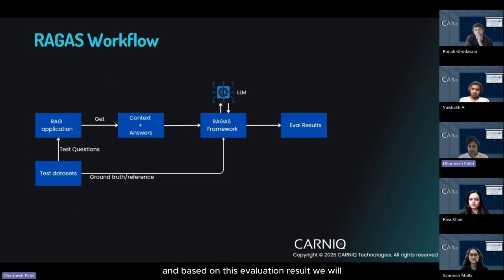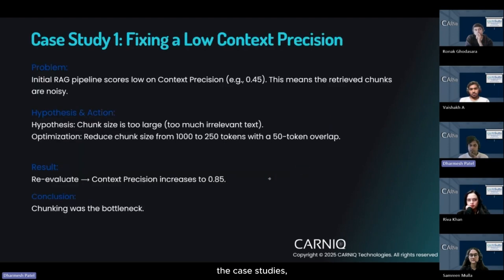And based on this evaluation result, we then have to think about which part of the RAG application is not working properly and where we need to focus. So, two example case studies. The first one is fixing a low context precision.